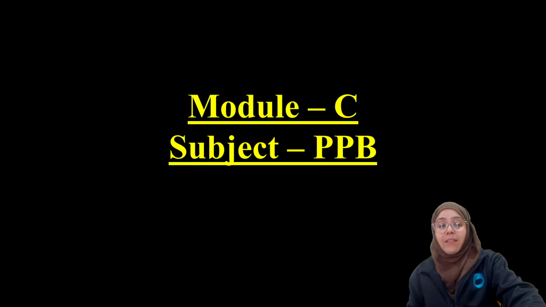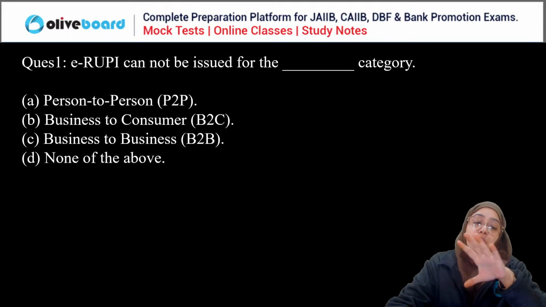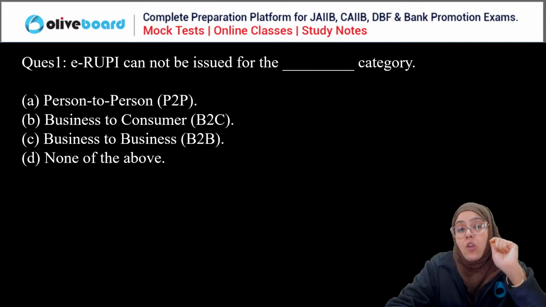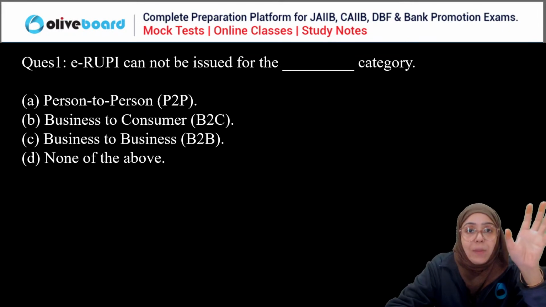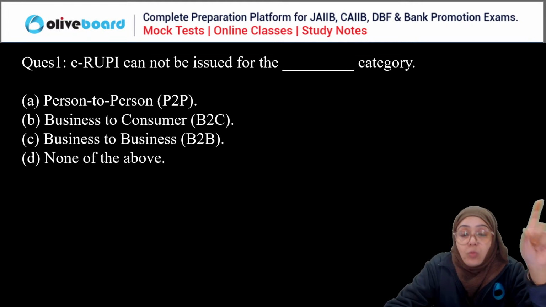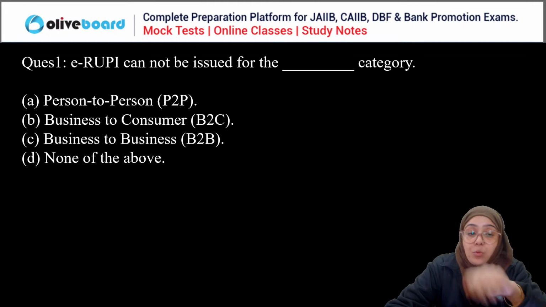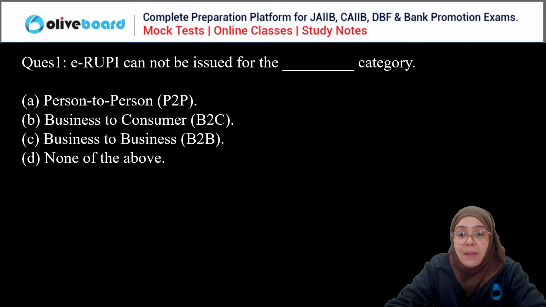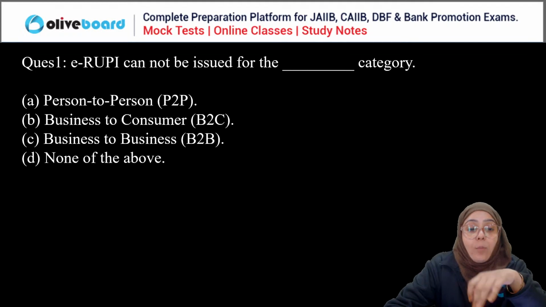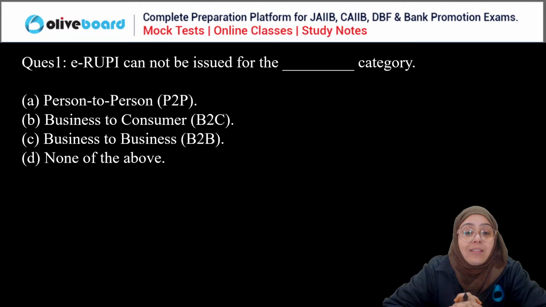Okay, so let's start discussing this chapter, module C, PPB. The very first question, an easy question: E-rupee cannot be used for which category? I have explained e-rupee in detail in module C. E-rupee cannot be issued for which of the following categories: person to person, business to consumer, business to business, or none of the above? Everyone, please answer this question.